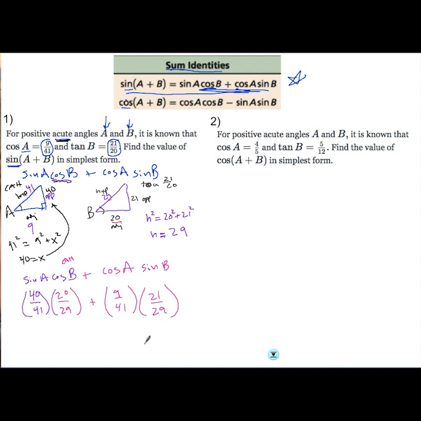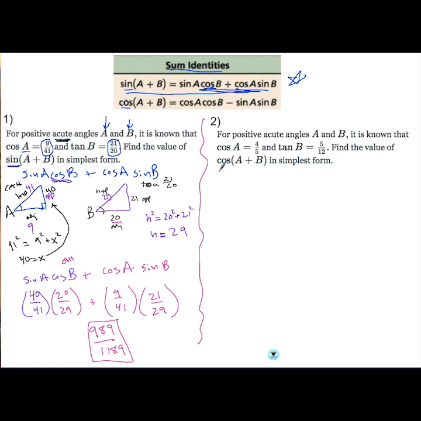Now, once we have all those together, we're going to use our calculator. We're going to multiply these two fractions. We're going to get a common denominator. Simplify, 989 over 1189. You can use your calculator there to compute that. Once it gives you a decimal, make sure you put it back in as a simplified fraction in reduced form. Okay, so that's our first example. We'll do the second example.